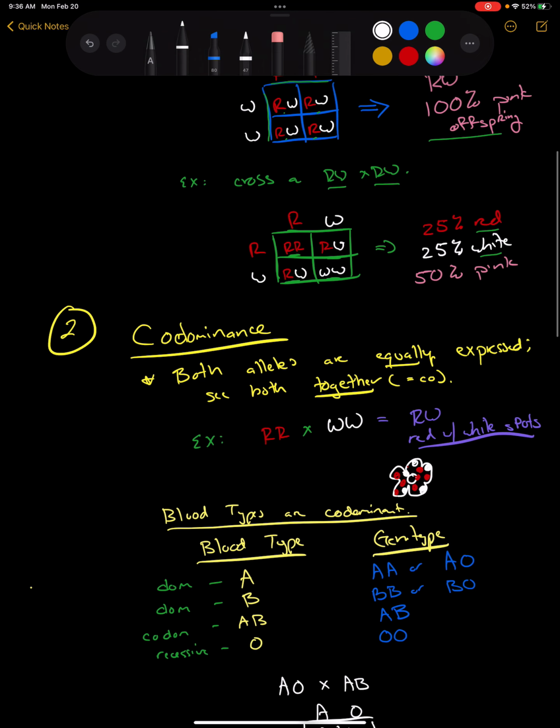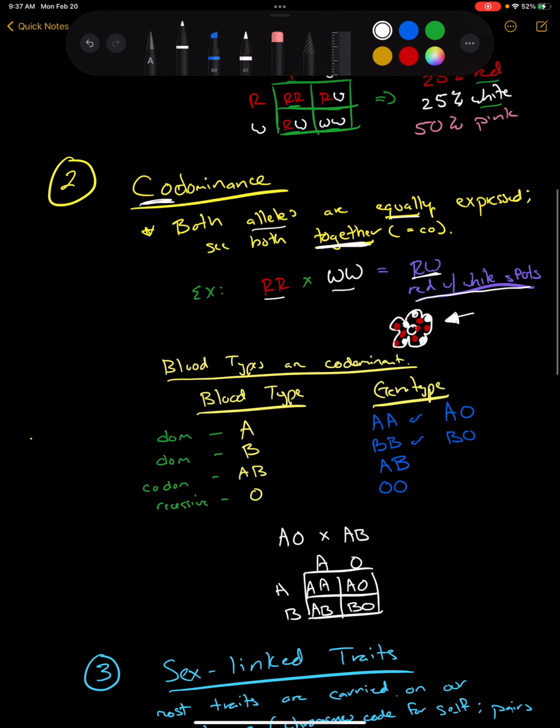Now, codominance, remember, co means together, so instead of me getting a blend, both of these alleles are equally expressed. You see both of them together. That's where the co comes in. You see them together. So if I took the same example, if I crossed a red flower with a white flower, all of my offspring will have a red and a white allele, but instead of it being pink, I'd have something with red and white spots, because I see both of those alleles together. I don't get a blend, but I see them equally together.